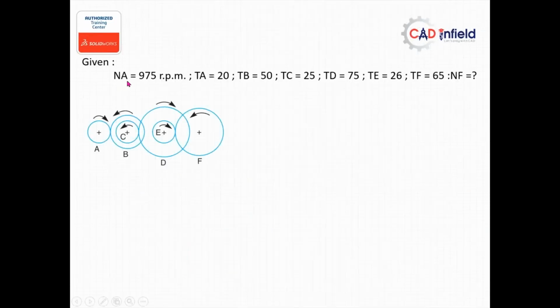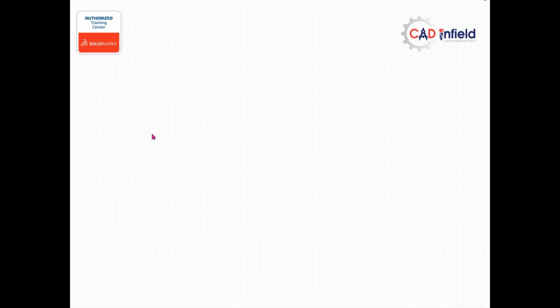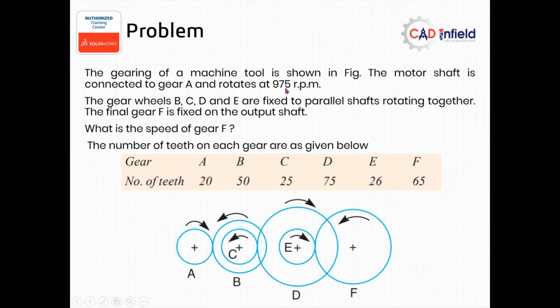So we have NA, and the problem is also given with some inputs. A rotates at 975 rpm. A machine tool motor shaft is running at 975 rpm. Gear wheels B, C, D, E are fixed to parallel shafts, rotating together, and F is fixed to the output shaft.